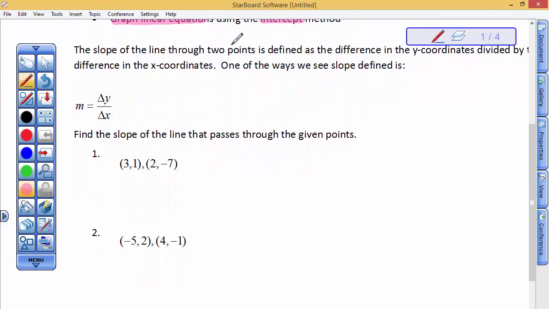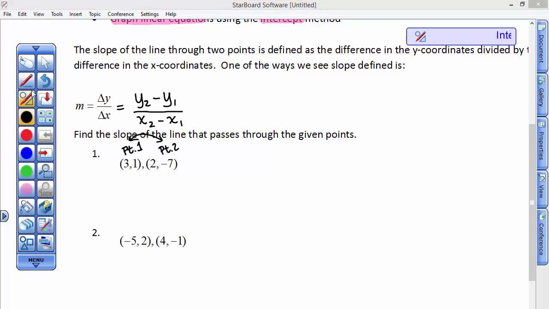The slope of a line through 2 points is defined as the difference in the y-coordinates divided by the difference in their x-coordinates. Many people think of this as the change in y divided by the change in x. The difference in the y-coordinates just means the y-coordinate of point number 2 minus the y-coordinate of point number 1, and x sub 2 minus x sub 1. So this 3 comma 1 might be considered point number 1, and this might be considered point number 2. But it really doesn't matter. They could be vice versa. We could do them backwards.